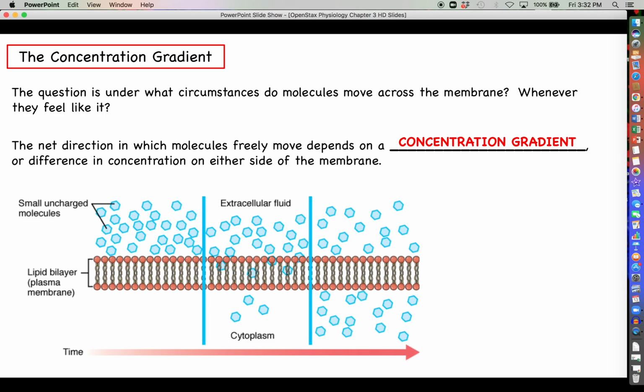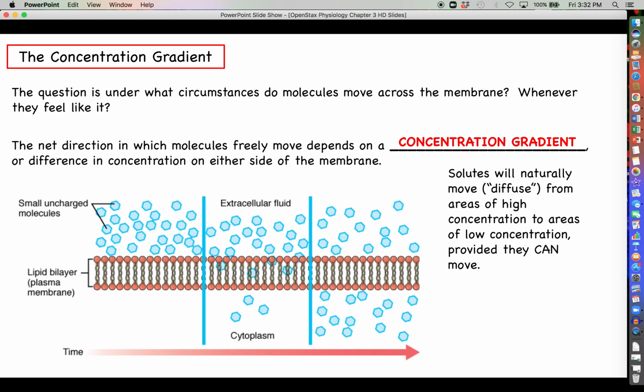We're talking about a discrepancy or a difference in concentration for one particular molecule on one side of the membrane versus the other. So this concentration gradient is going to provide the force that is going to cause these molecules to move across the membrane. It's just the natural order of things, and you'll know what I'm talking about here.